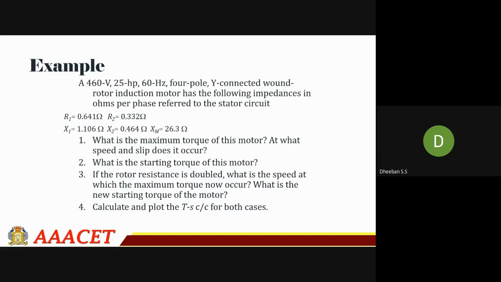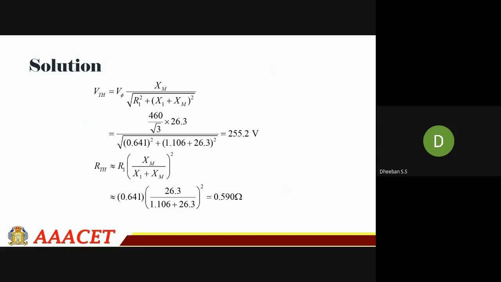So here comes the other problem. A 460 volt, 25 hp, 60 hertz, 4-pole motor is given. It is star connected. This is again with respect to your R1 and R2. Here you have to consider the equivalent circuit. They ask, what is the maximum torque of this motor? At what speed and slip does it occur? They also asked for the starting torque. If the rotor resistance is doubled, what is the speed? Calculate and plot the torque speed characteristics.